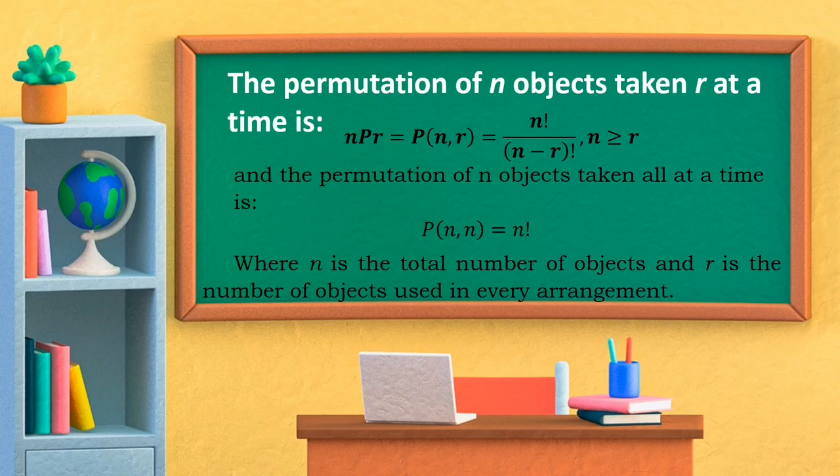We have here the formula in finding the permutation of n objects taken r at a time. You can write the notation of permutation in this form: nPr, or you can use the symbol P(n, r) where n and r are enclosed in parentheses. This is equal to n factorial over n minus r factorial, and n is greater than or equal to r. The permutation of n objects taken all at a time is equal to n factorial, where n in the formula is the total number of objects and r is the number of objects used in every arrangement.